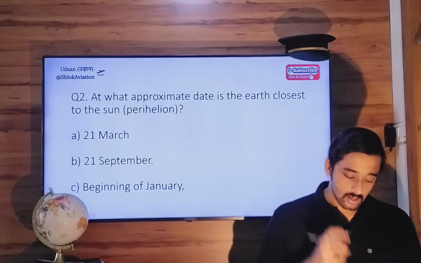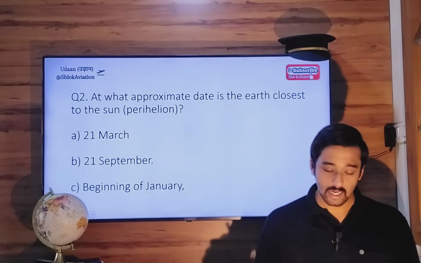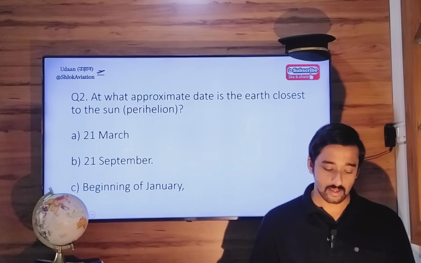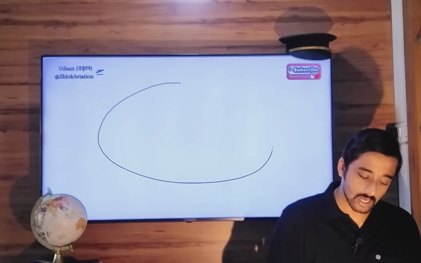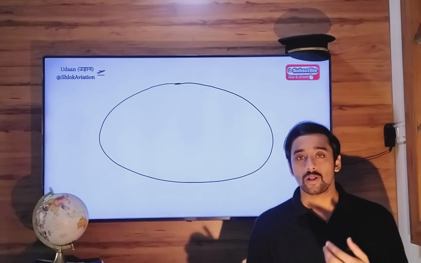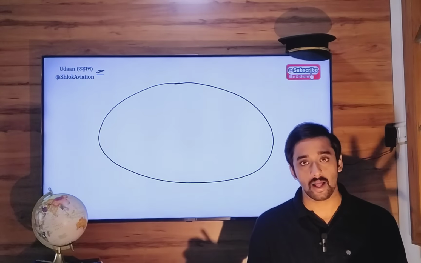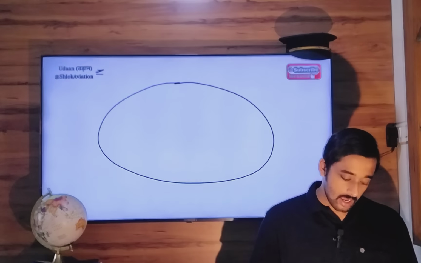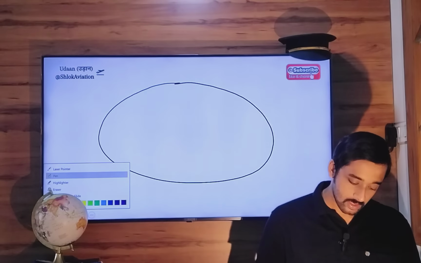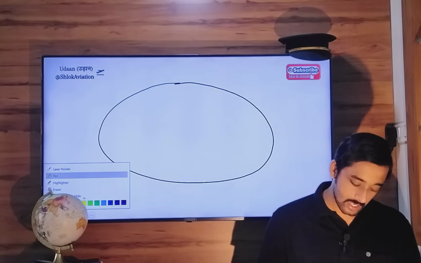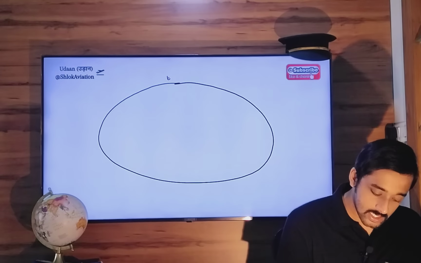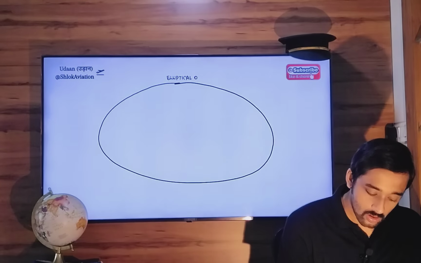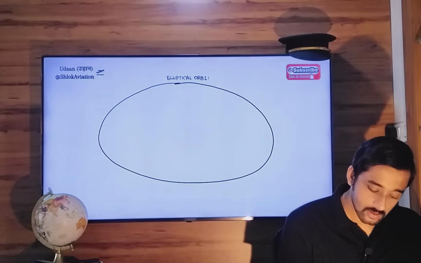Next, question 2. At what approximate date is the earth closest to the sun? That means perihelion. I have said this many times. You can also watch my other lectures on the time chapter, in which I have solved all questions related to time from RK Bali, Oxford key periods. I have explained this concept many times there. Now, the Earth revolves around the Sun in an elliptical orbit. So, this is the elliptical orbit of the Earth around the Sun.